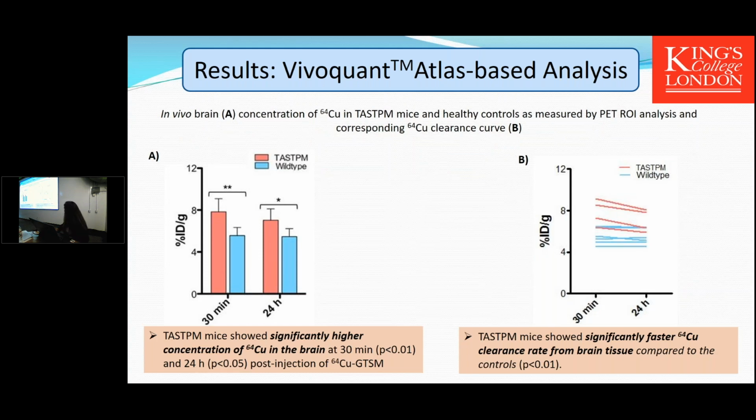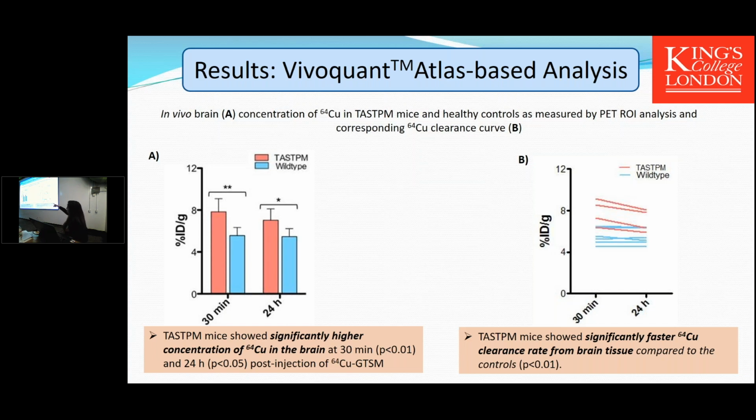Looking at the data, in figure A, in the histogram, what we could see was that the diseased animal, the TAS TPM Alzheimer's mouse, showed significantly higher concentrations of copper-64 in the brain at 30 minutes, and again at 24 hours. What's also interesting is that we know this is free copper in the brain and not the copper GTSM species, because some mouse brains were processed and used in a solvent extraction process to identify the species of copper, and there was no intact copper GTSM. So what we're looking at is free copper that is now residing in the brain.